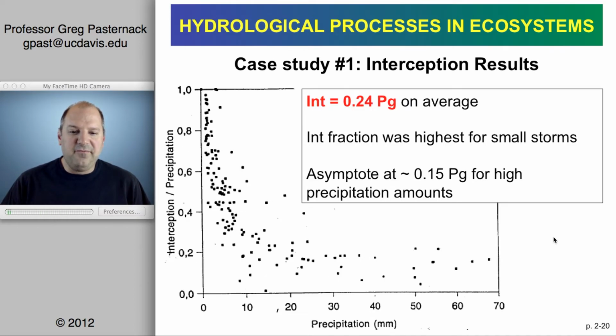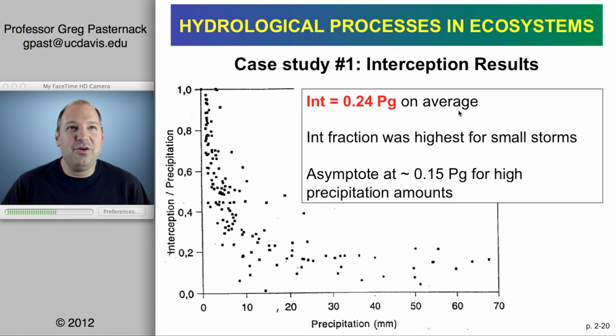Okay, so the fundamental result that was found in this study was that on average, interception represented 24% or 0.24 of gross precipitation on average. Now you may remember from the first part of this presentation in the earlier podcast that I showed you the example from Mythbusters. And with Mythbusters, they shot the golf balls horizontally through trees, and the golf ball got 24 out of 100 through.